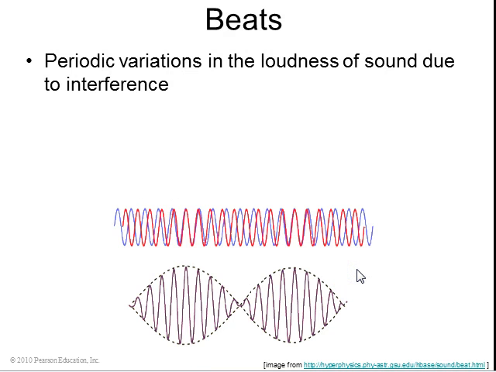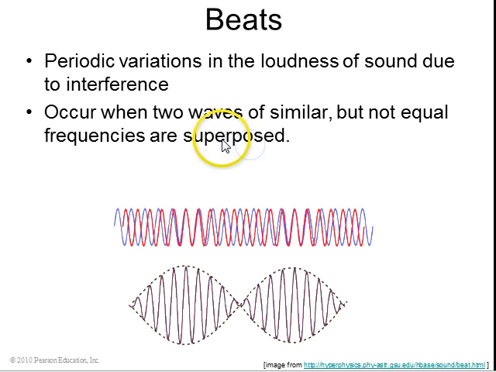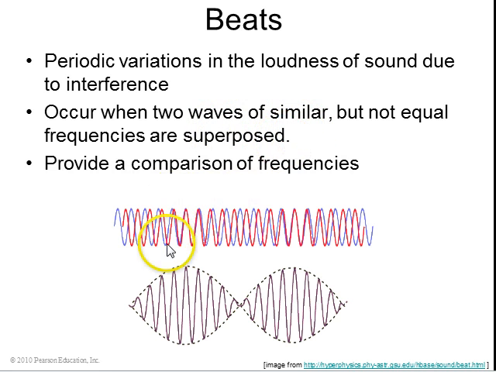And finally, there's beats. So if you have 2 waves of similar but not equal frequencies and you superpose them, you can get this phenomenon of beating, where the sound that's produced gets loud because of constructive interference, and then later quiet because of destructive interference, and then loud again, and then quiet again.